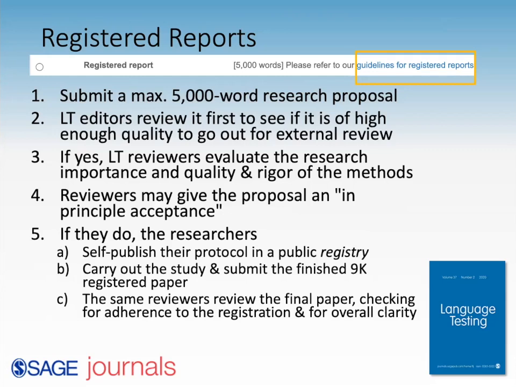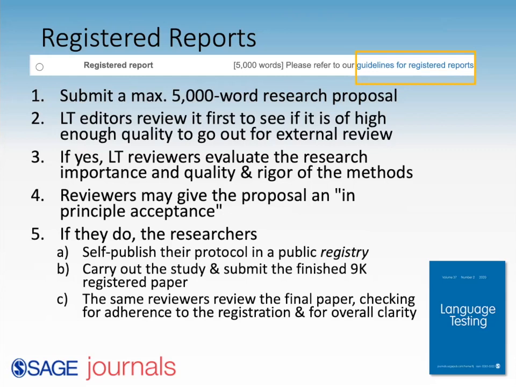So if the authors get the in-principle acceptance, then the next step is that the authors self-publish their protocol in a public registry as part of the Open Science Initiative. And there are different registries that can be used, including the Open Science Framework itself. Then they go ahead and carry out the study. And when they're done, they submit the finished 9,000 word or less paper to the registered paper category.